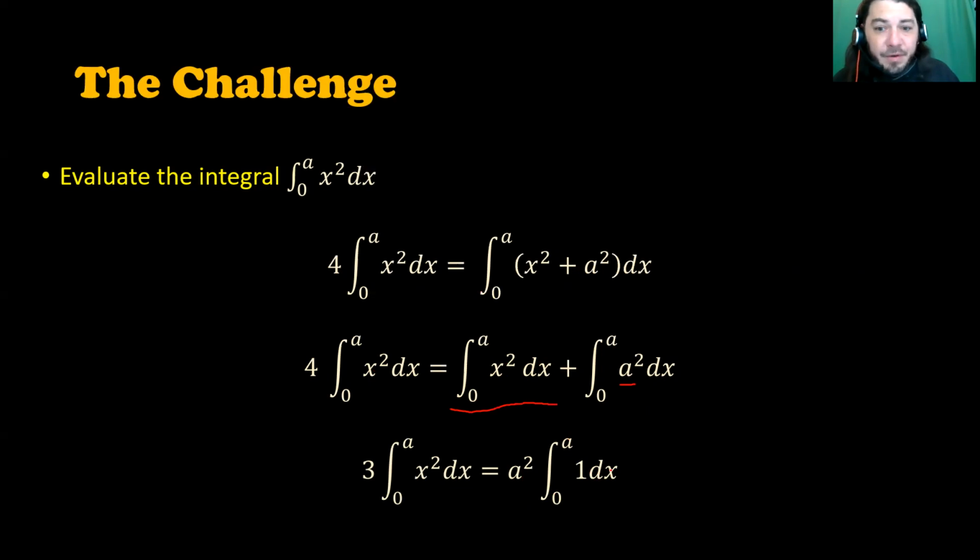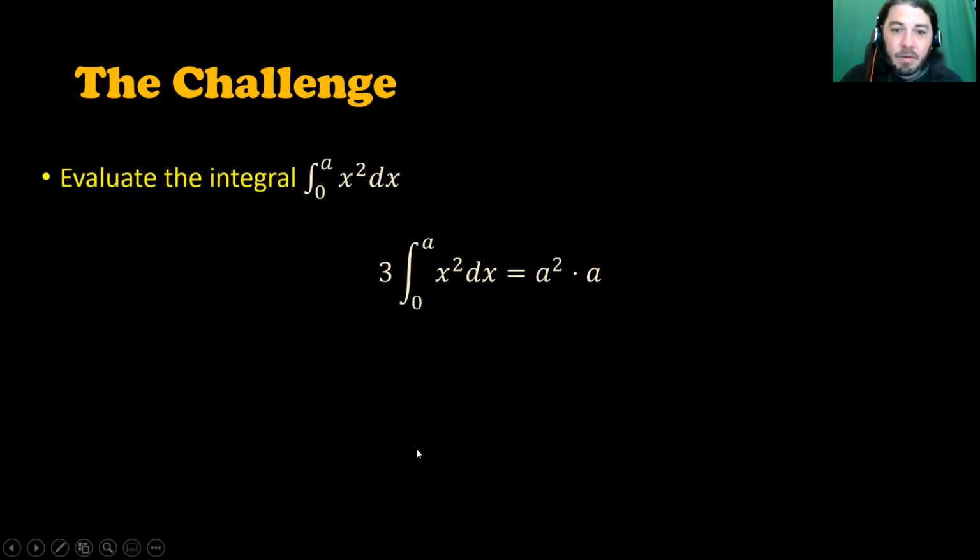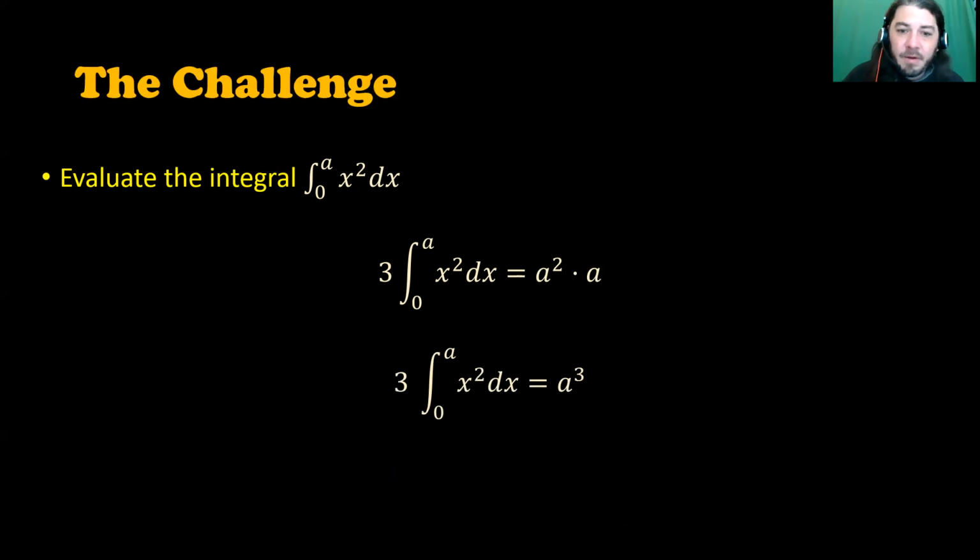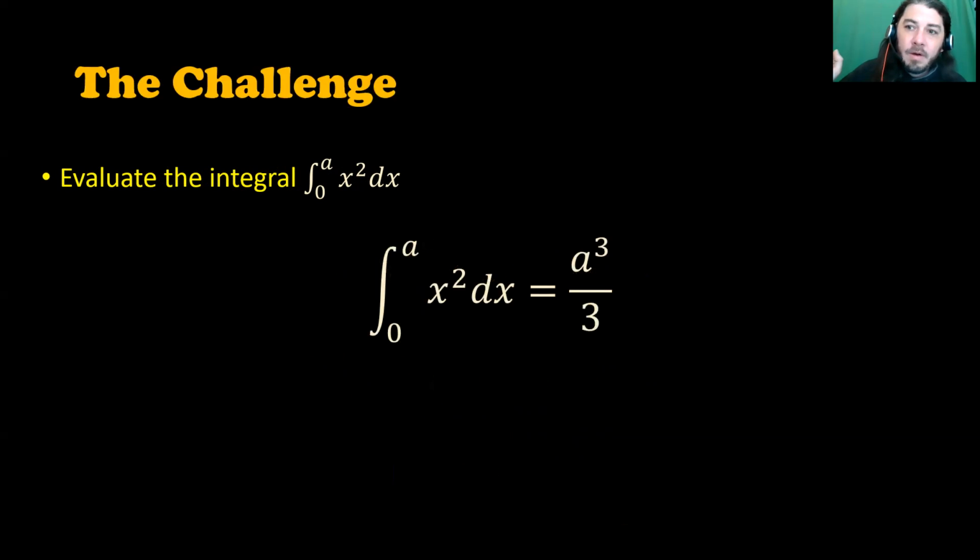All right, now here's the only integral we're going to have to do. This one, remember, was a. So, oh, okay, so 3 times our original integral was a squared times a. Clean it up: 3 times our original integral is a cubed. Divide the 3 over, and our original integral was a cubed over 3.